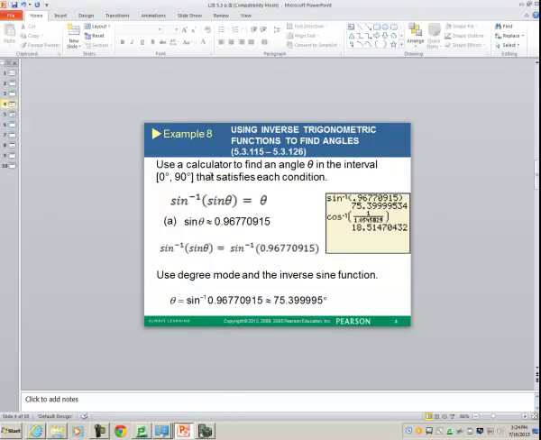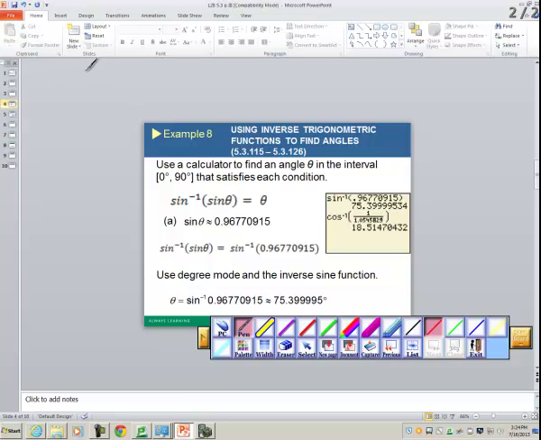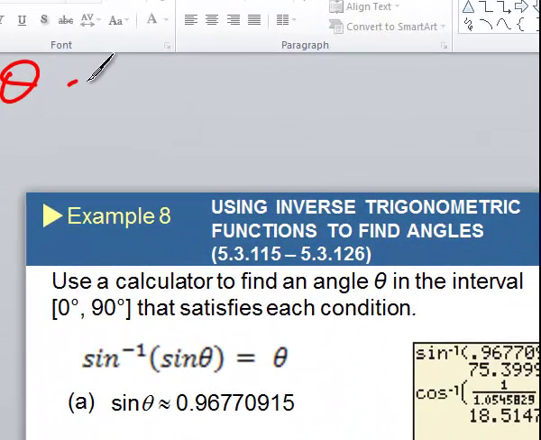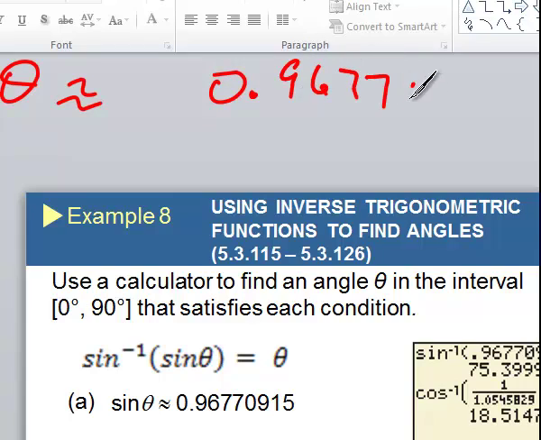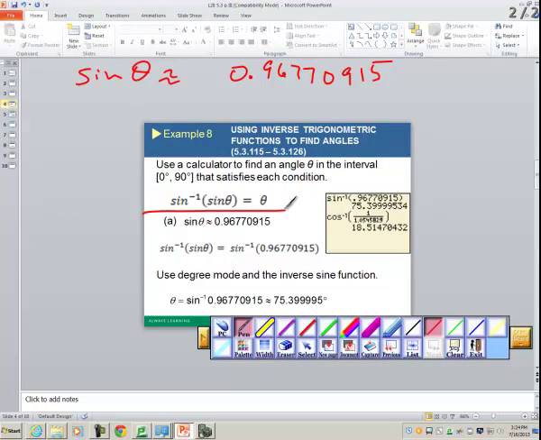Okay, we want to use the calculator to find the angle in the interval notation from 0 to, so we're only looking at the first quadrant here. Okay, so here we're given a value, but we want to find the angle. So basically what we have to do here is apply the inverse to both sides. So if we have sine theta is approximately equal to, I'm going to give myself some room here, 0.967700915.